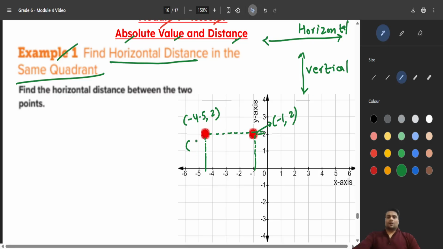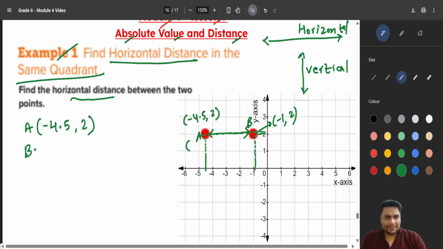Now we have to find the horizontal distance between these 2 points. Yani we have to find this distance. I will tell you a very simple way to do it. Okay, first of all write the 2 points. Let's say this is point A and this is point B. So point A is minus 4.5 comma 2 and point B is minus 1 comma 2.